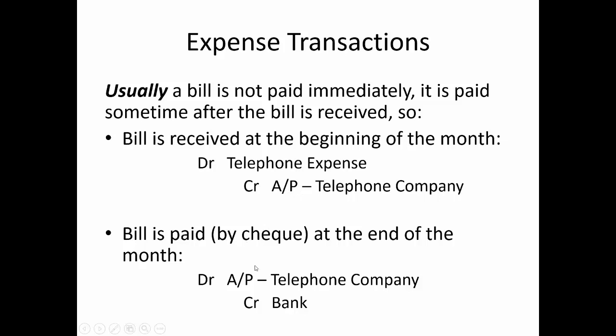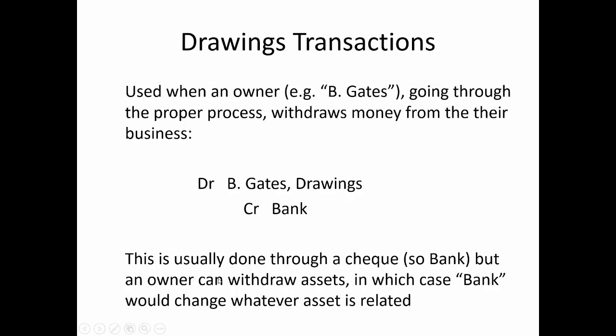Now that we're paying it with actual cash, obviously our bank is going to go down with a credit, but so is the account payable, because that's where we've been holding the value of that bill that we haven't paid. So our account payable to the telephone company is also going to go down, which is a debit as well.